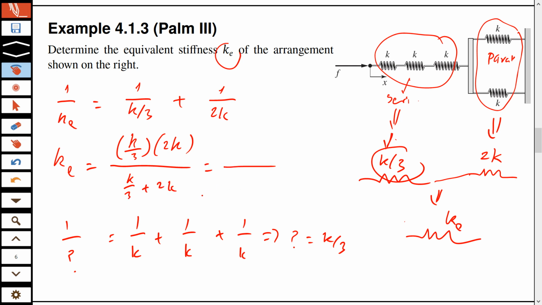So in this, k cancels, so you will be left with, and you multiply by 3 the numerator and the denominator, it will be 2k over 1 plus 6, so it's 2k over 7. Okay, 2k over 7, yes.